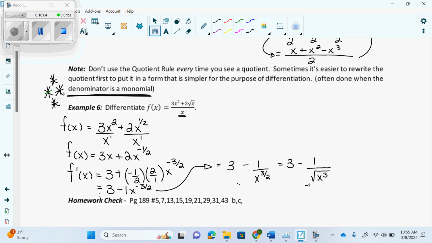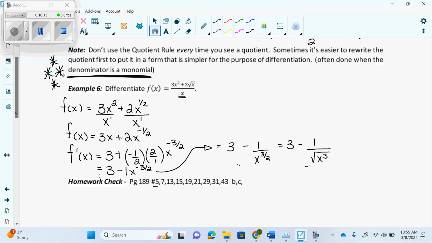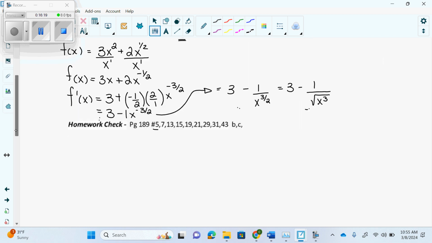Okay? So we're going to start working on homework together. We're going to try number 5 first. This is all going to be homework, but we're going to work through it together. Just instead of giving you a whole bunch of more examples, I figured we could do a little homework work together. So page 189, number 5, we'll do first. I will be posting this one to Google Classroom in a while.